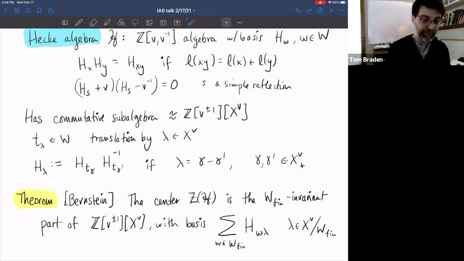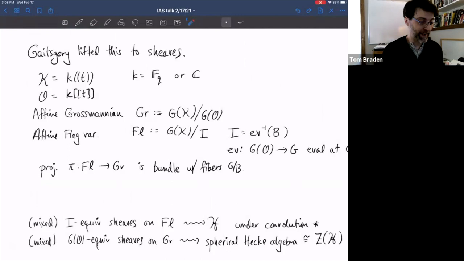Okay, so we're going to lift this following Gaitsgory. We're going to lift this description of the center to a description of some particularly interesting perverse sheaves. So the geometry we're going to look at is the geometry of the affine Grassmannian and the affine flag variety. And you can do this either over a finite field or over C.